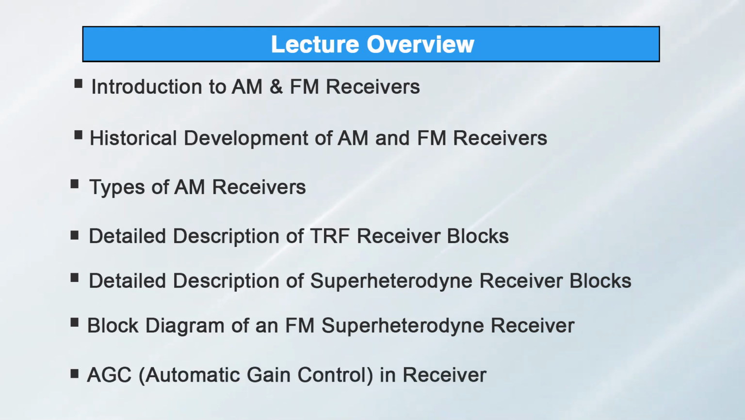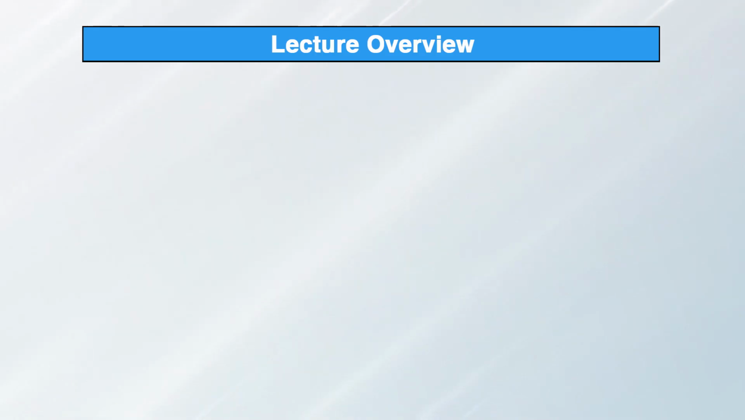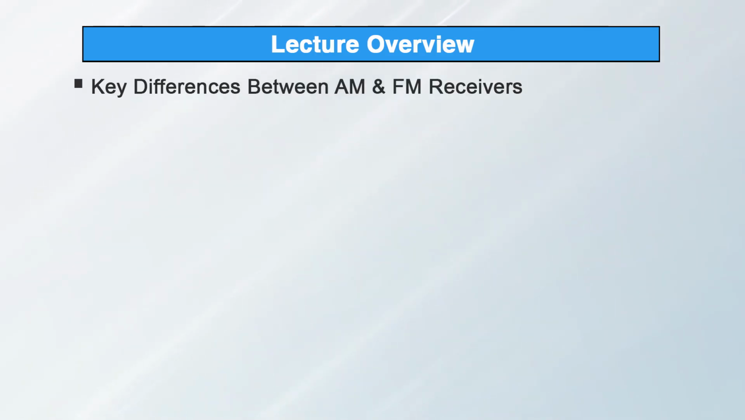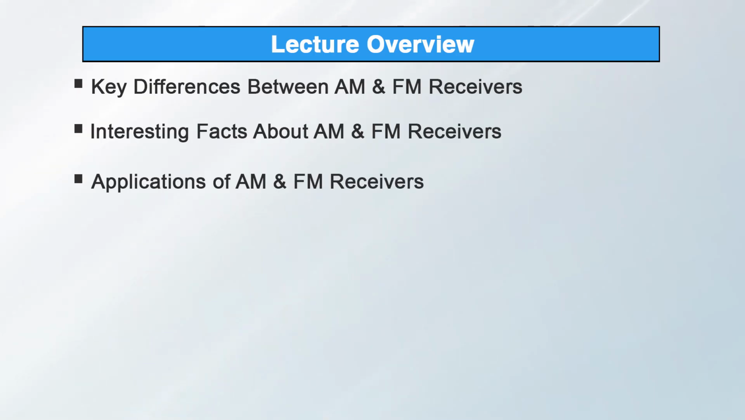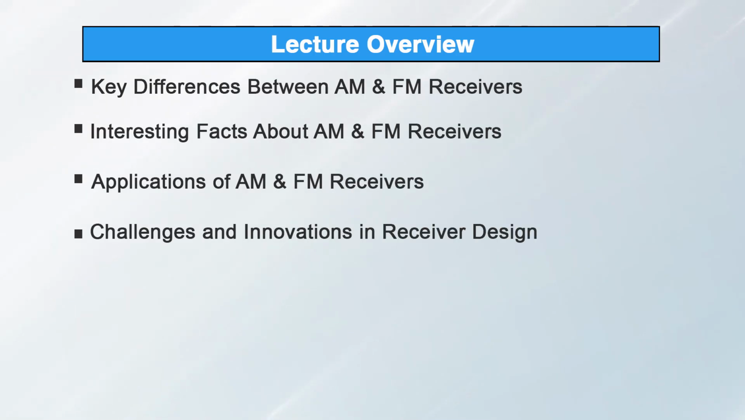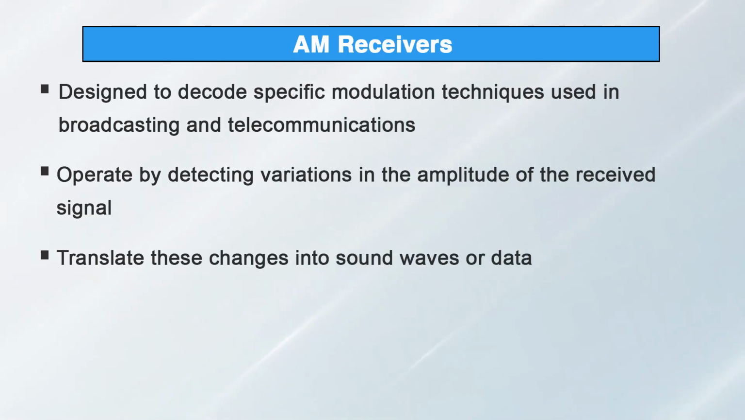We will discuss the various components, and in that the importance of AGC, automatic gain control, in receiver. We will also have a look at the key differences between an AM and FM receiver, some interesting facts about AM and FM receiver, applications of AM and FM receivers, challenges and innovations in receiver design. And finally, we will have the conclusion part. So, let us first start with the introduction to AM and FM receiver.